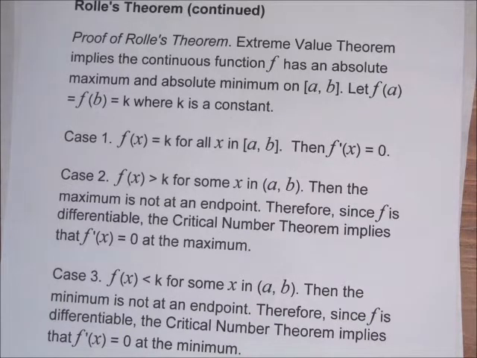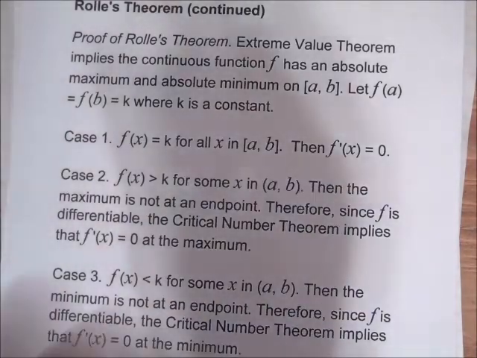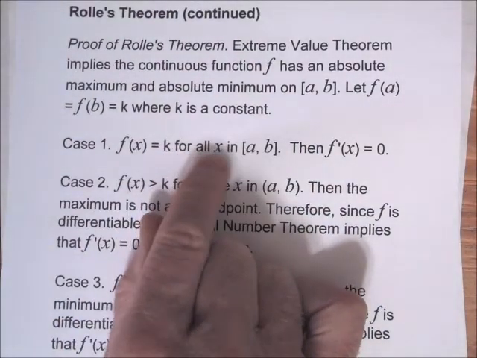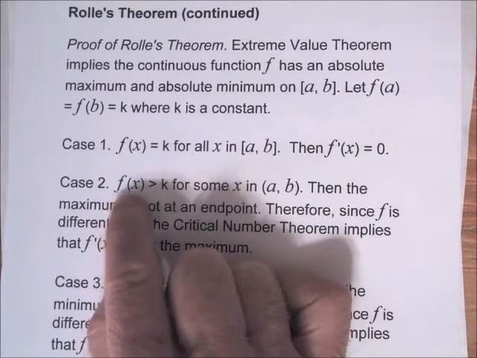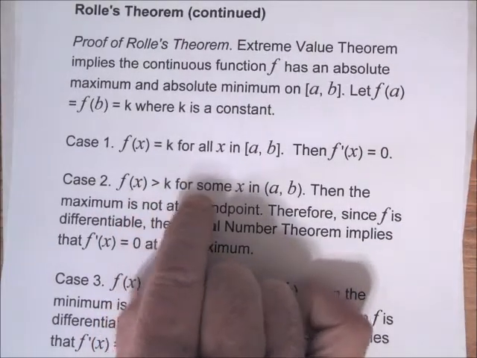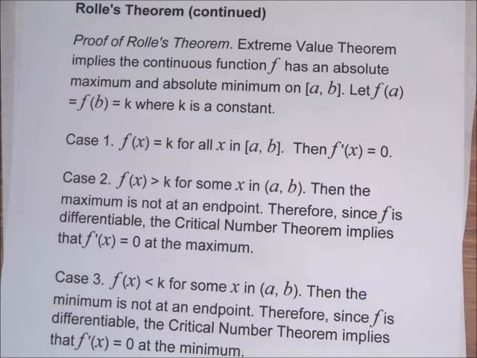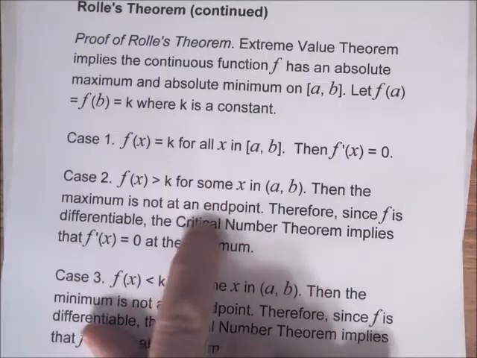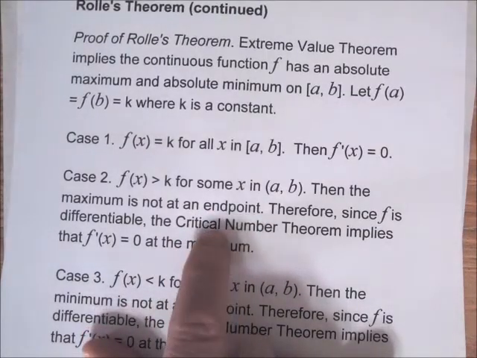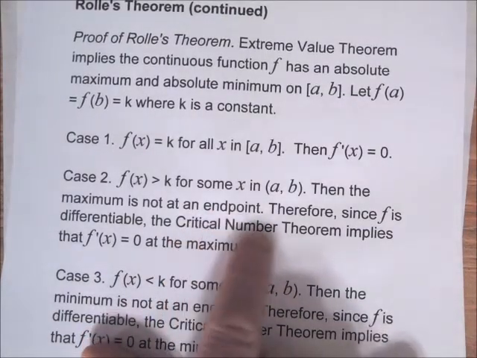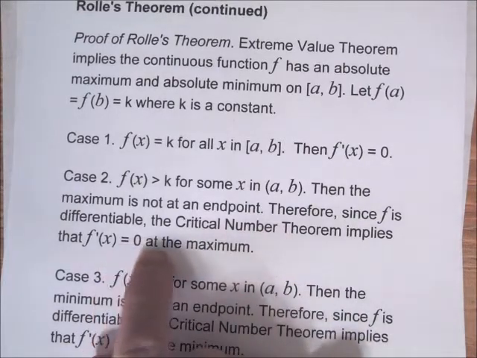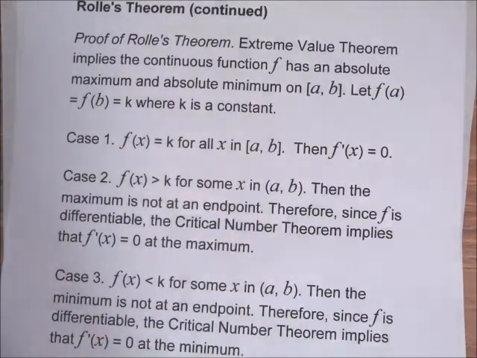Case 2, f of x is greater than k. So there are three cases. Either f of x is equal to k for all x, or f of x is greater than k for at least one x, or f of x is less than k for at least one x. In the second case, the maximum is not an endpoint, and since f is differentiable, the critical number theorem implies that f prime of x is equal to 0 at the maximum. That will be c, the point at the maximum.